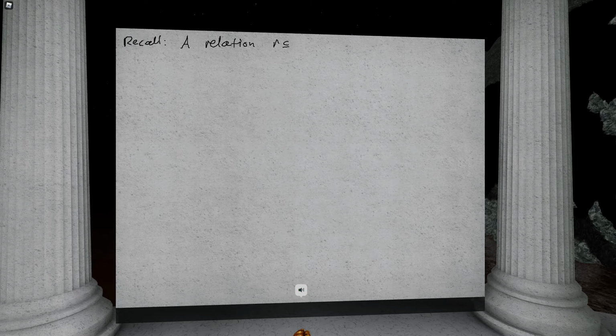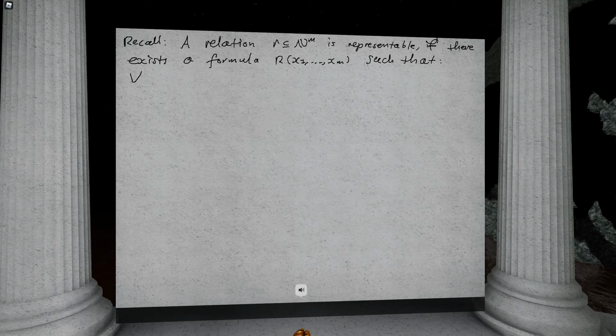Oh, where did I write that? A relation is representable if there exists a formula R(x1, ..., xm) such that for all n1 up to nm, elements of the natural numbers, if (n1, ..., nm) is an element of R, then Q can prove R of n1 underline up to nm underline.